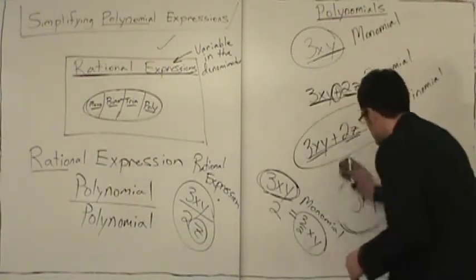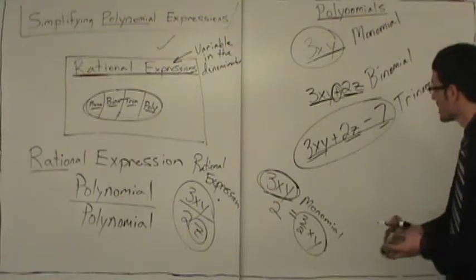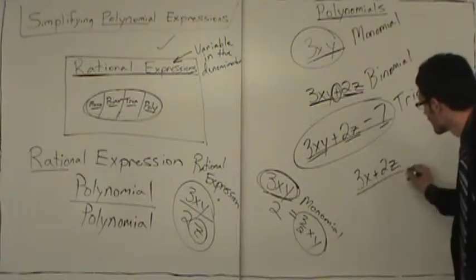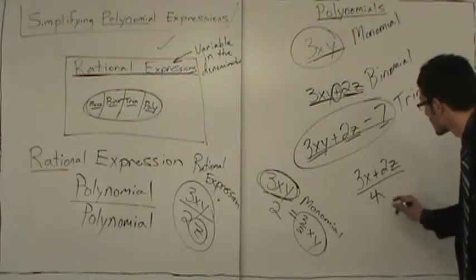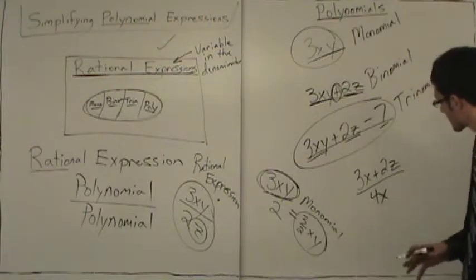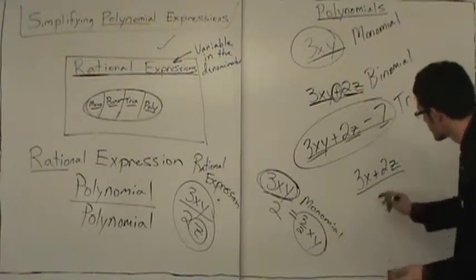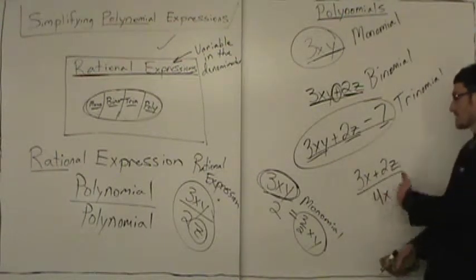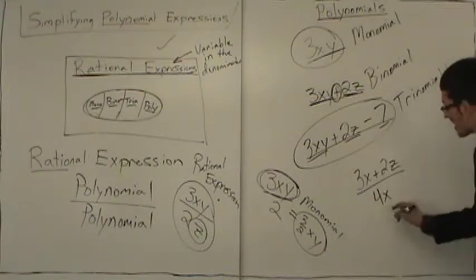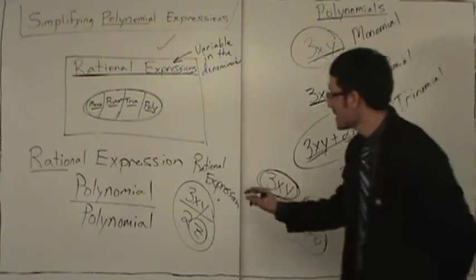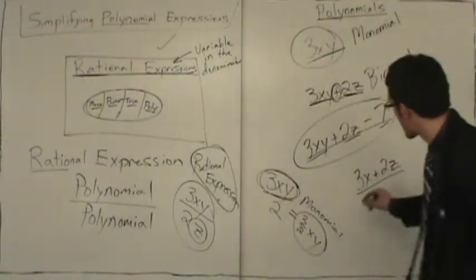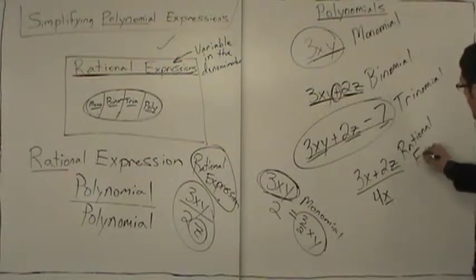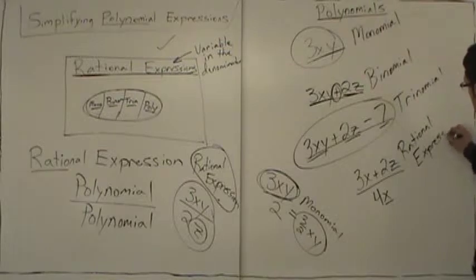Let me show you this. Question. Is 3x plus 2z over 4x... here, 3x over 2z, 3x plus 2z over 4x. Be as specific as possible and name this. What is this called? Well, since there is a variable in the denominator, we call this a rational expression. That's as specific as you can be. Why? Because there is a variable in the denominator.